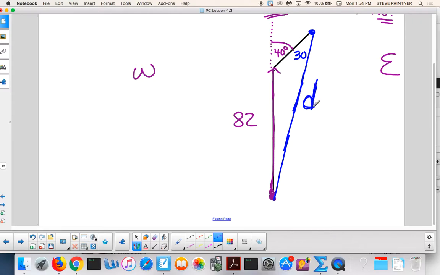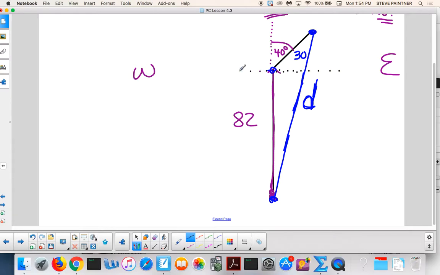Can I use SOHCAHTOA right now? No. Why not? There's no right triangle. If you tried SOHCAHTOA right off the bat, sine, cosine, tangent, you aren't going to get this right. You have to create a right triangle. Every time you see a vertex of your picture, you can create hidden lines that represent north, south, east, west. Guess what north, south, east, west makes? 90s. We're going to get triangles. Watch this.